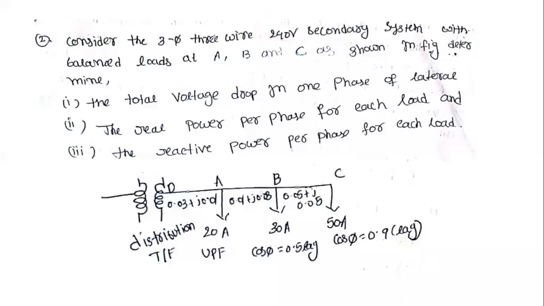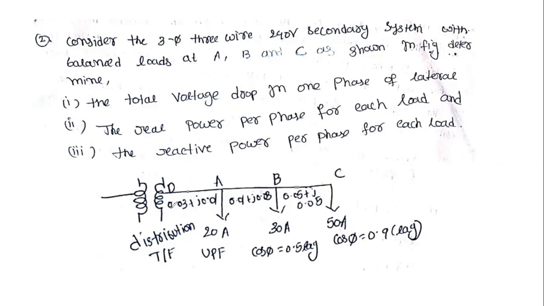Consider a three-phase, three-wire, 400 volts secondary system with balanced loads at A, B, and C. These are the balanced loads at point A, point B, and point C. Determine the total voltage drop in one phase of the lateral. Next, we find the real power per phase for each load and the reactive power per phase at each load.